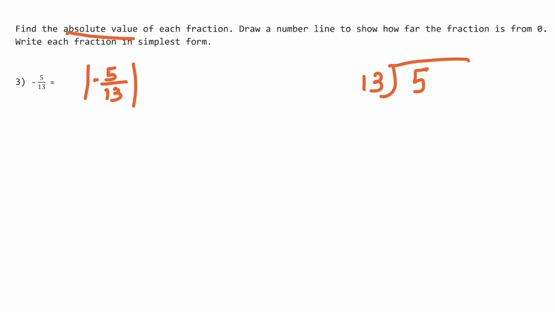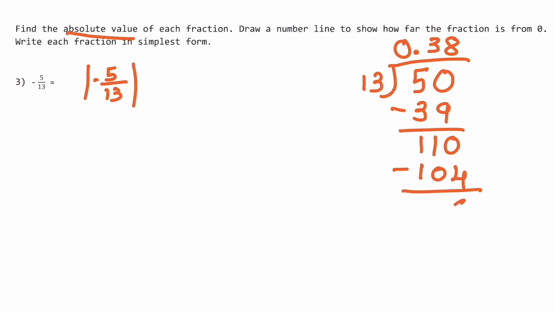Now, as you can see, 13 does not go in 5. So what are you going to do? Yes, you're going to put 0 here. And of course, the decimal point, right? So 13 times 3 is, yes, 39. And that gives the remainder 11. So what's the next step? 13 goes in 11? No. So we'll put 0. And 13 times 8 gives us 104. Remainder is 6. This can go on and on, okay? Or sometimes it stops. Now it's taking longer, but we don't need to go that far because we already have 2 decimal places. So we will stop here. So the answer here is 0.38. Yes?